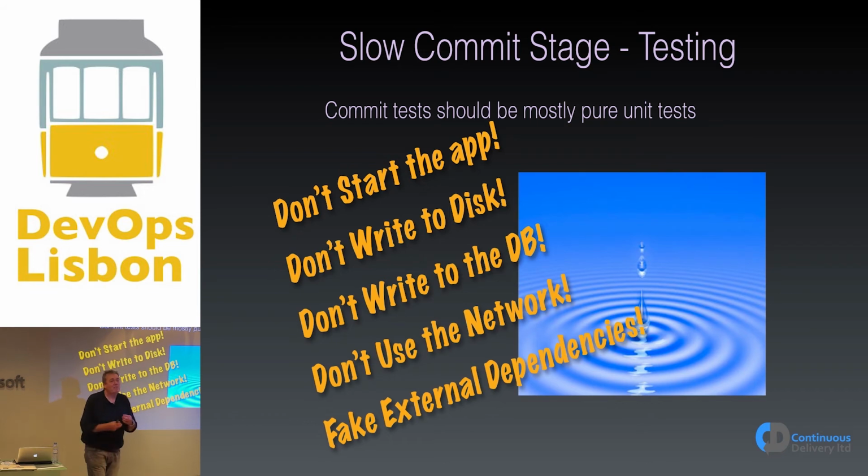The commit tests, mostly you want them to be pure unit tests. You don't want them to start the application, talk to disk, talk to the network, even start another process. You want them to be running really, really close to the code under test, and that way you can run tens of thousands or hundreds of thousands of them in the 5-minute window that we're talking about quite easily. So we don't want to do these sorts of things. We want the test and the commit stage to be really fast and efficient.